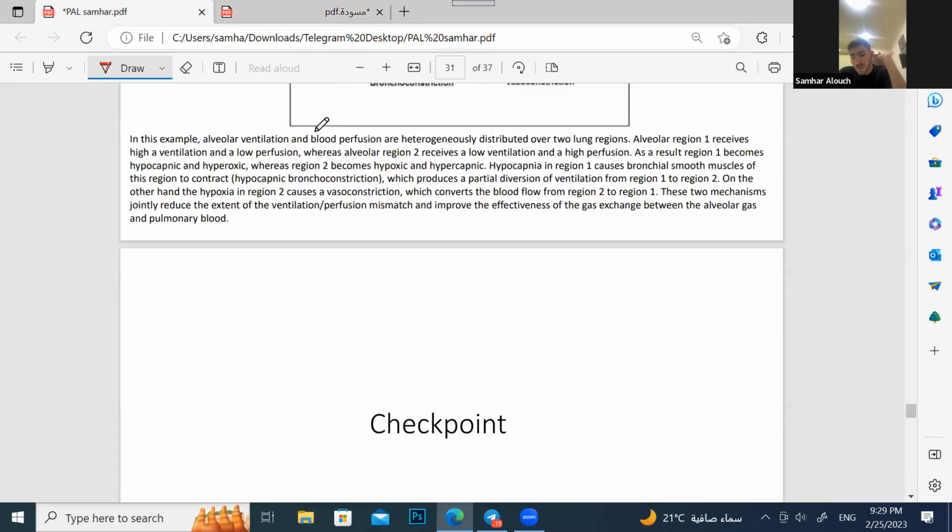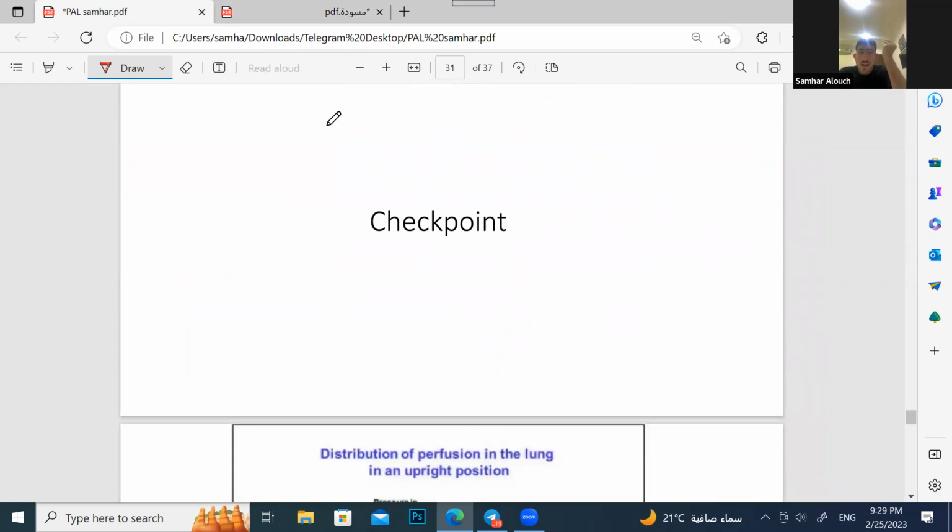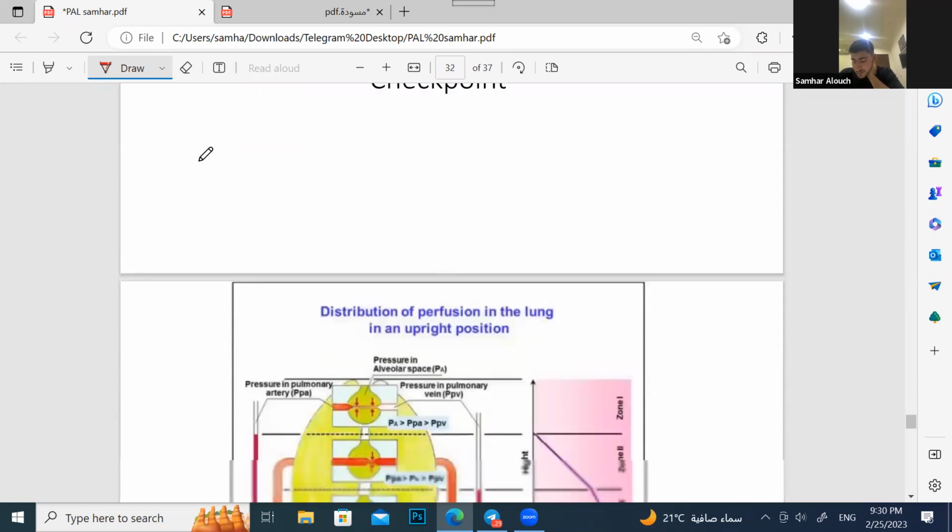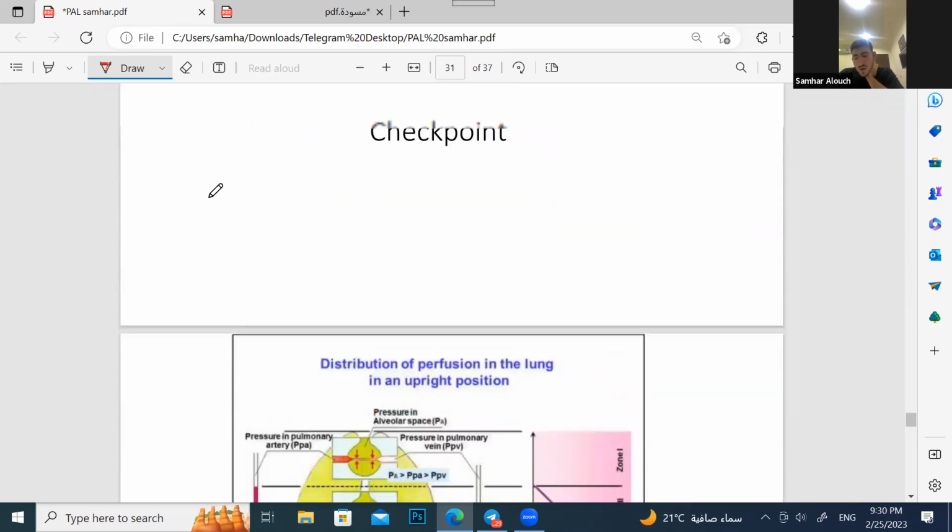Right, now I want to ask you a question. Well, it's a checkpoint. Hypocapnia causes bronchoconstriction. Where? In which alveoli? The big alveoli or the small alveoli? The big, in order to make it small. Hypoxia causes vasoconstriction. Where? At the big or at the small? At the small, yes.